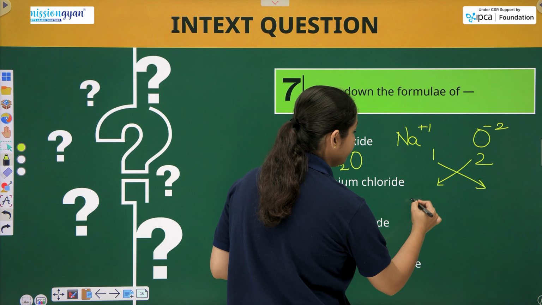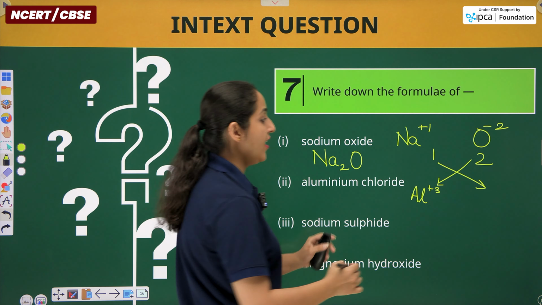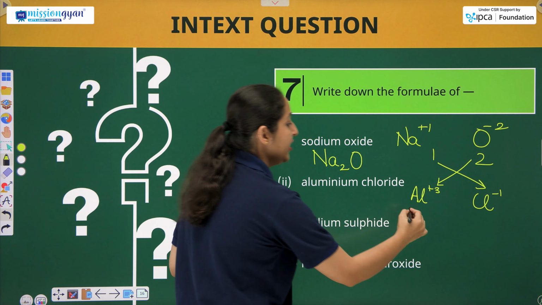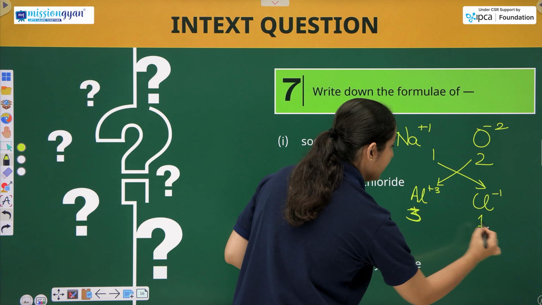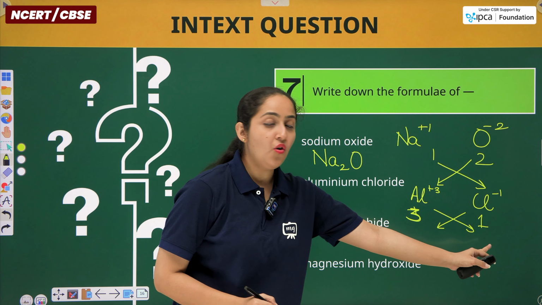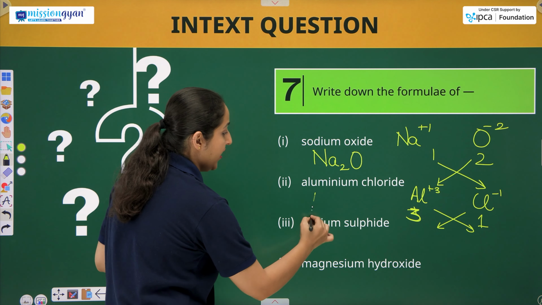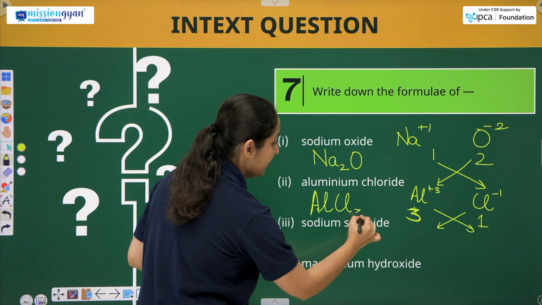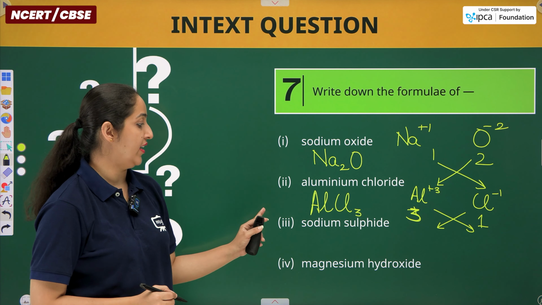Now Al, the charge is +3 and chloride ion Cl minus 1. Okay. Now, no need to write the charges. This is 3, this is 1. We'll just cross it over here. So, this 3 will go below Cl and this 1 will go below aluminium. So, Al, 1 we don't write, Cl and 3 will come here. So, this one is the formula for aluminium chloride.